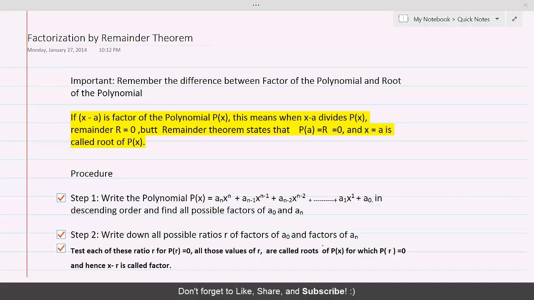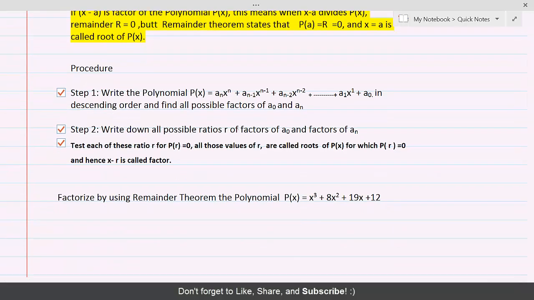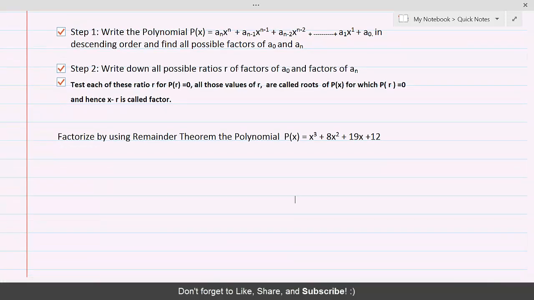Factorization by remainder theorem. Let's use the remainder theorem to factorize the polynomial x cubed plus 8x squared plus 19x plus 12. We are going to take a look at the highest degree term, which is x cubed, and let us name its coefficient as p. So p is the coefficient of the highest degree term, x cubed, and its coefficient is 1.